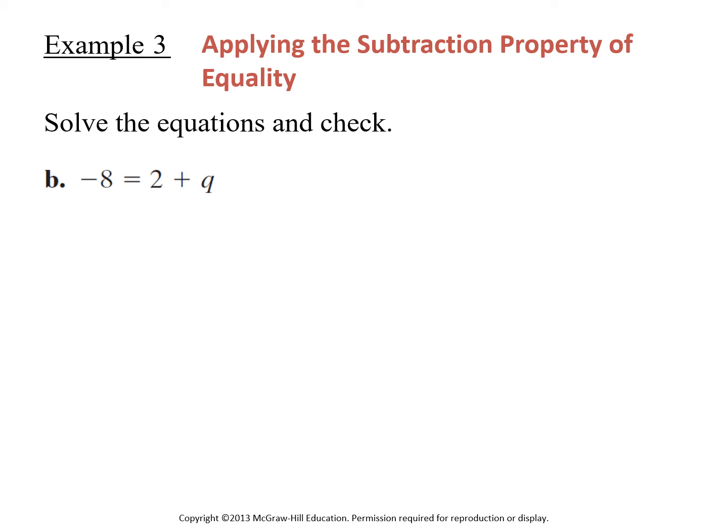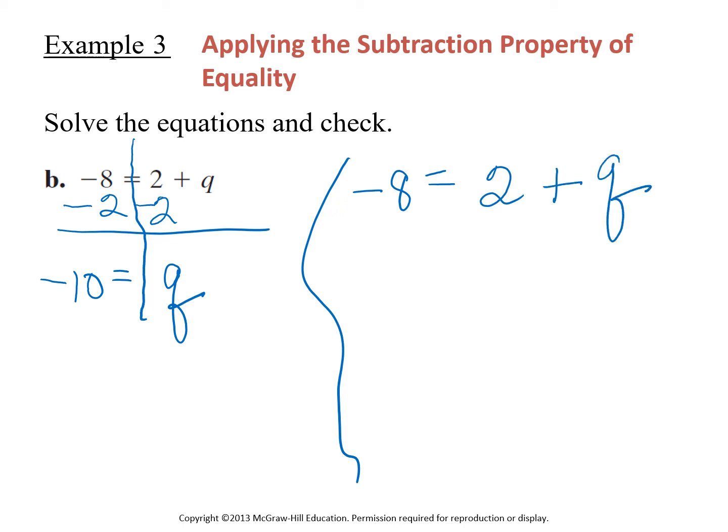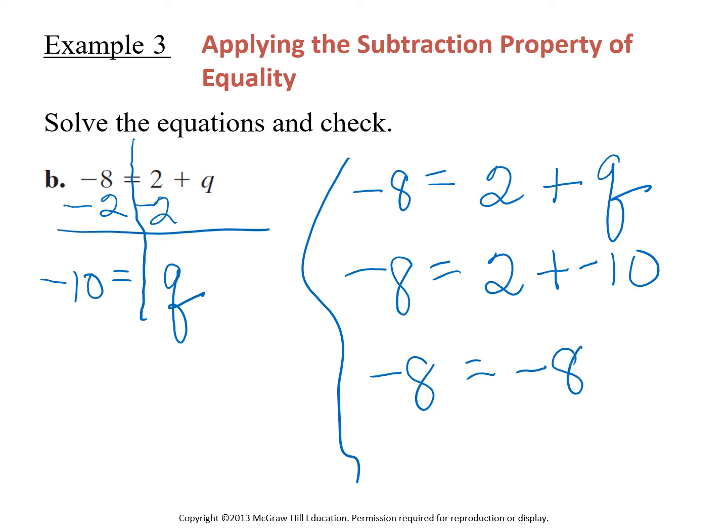Next, negative 8 equals 2 plus q. So to get the q alone, I need to get rid of the 2. So I subtract 2 on both sides of the equation. Negative 10 equals q is my solution. I will check my solution by plugging in negative 10 for q and making sure that I get a balanced statement.